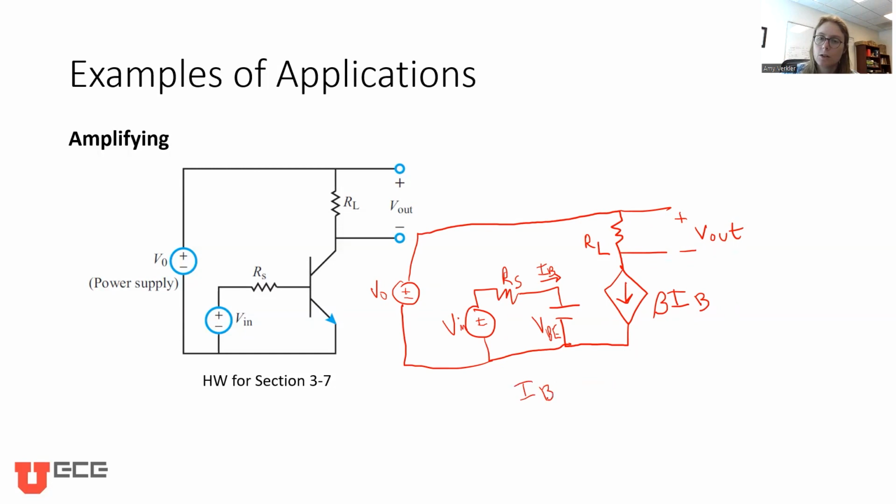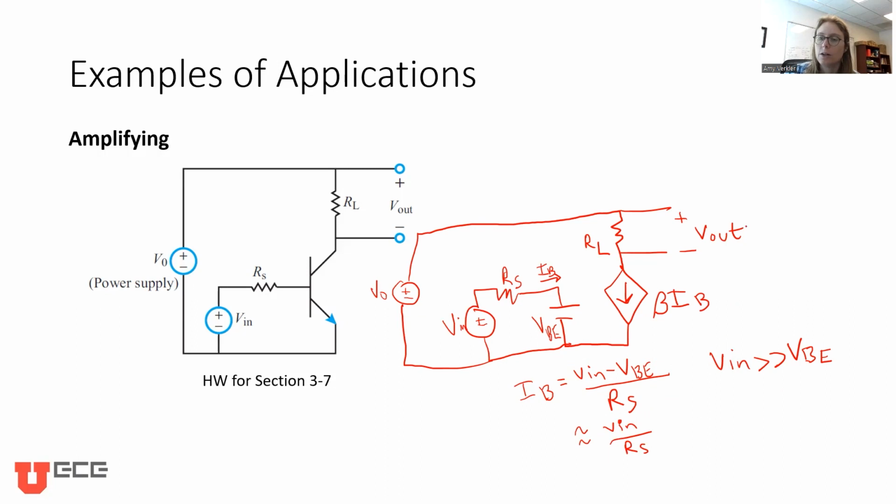So IB is equal to VIN minus VBE, and VBE just means the voltage between the base and the emitter. Normally for a standard BJT architecture, that would be 0.7 volts. We divide all this by RS using Ohm's law. So if VIN is much greater than VBE, right? If I'm like 15 volts, 0.7 is a very small amount of that. I might approximate this as VIN over RS.